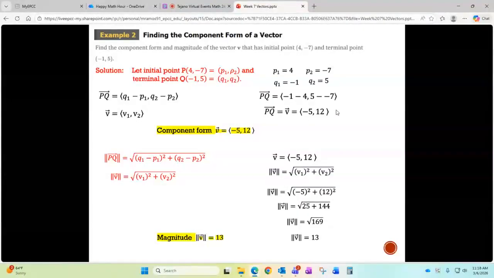So again, once we know how to write a vector in component form, you've got to subtract, using the initial point and the terminal point. Finding the magnitude is a little bit easier because now you just have to plug in these numbers right here. Square each number and take the square root of all that, and we have our magnitude, which again is the length of that vector.